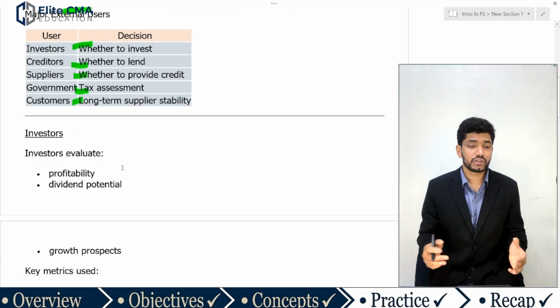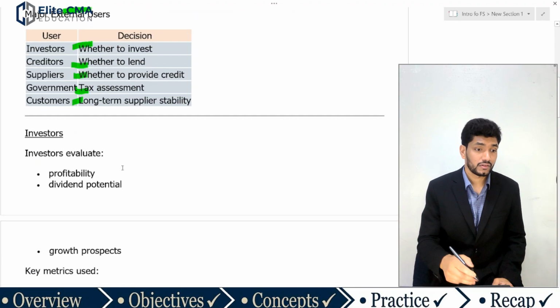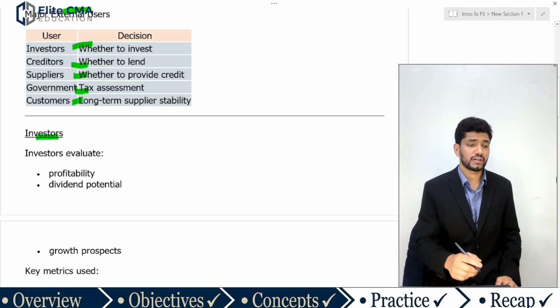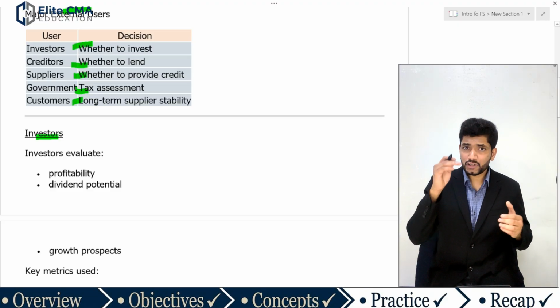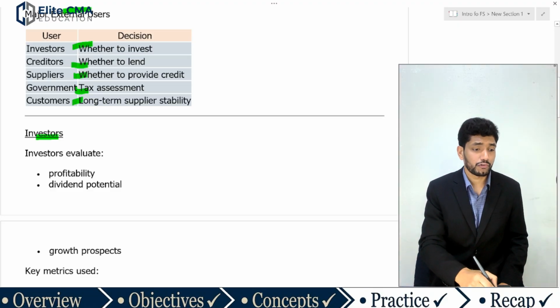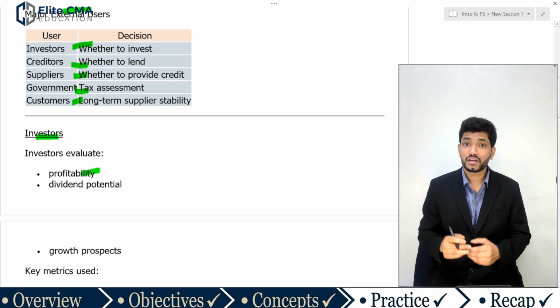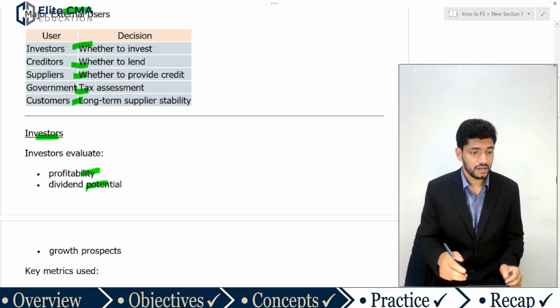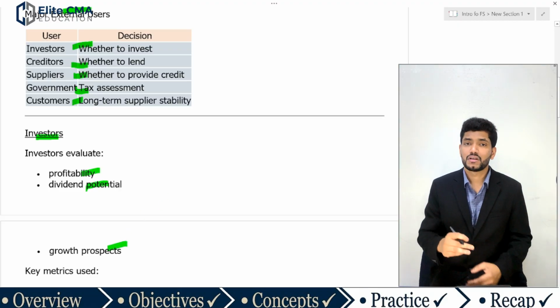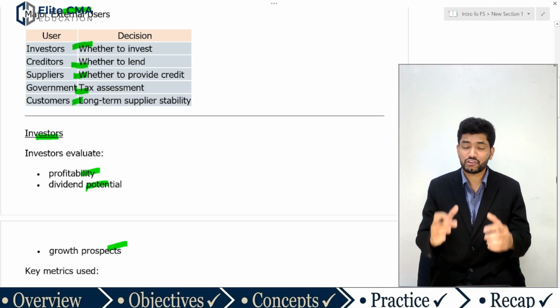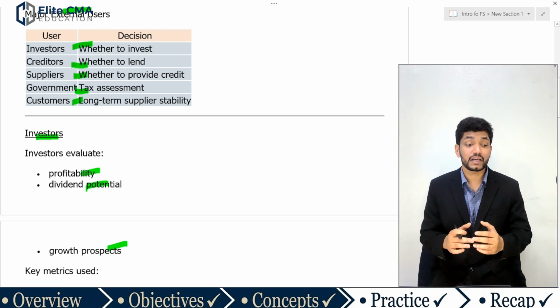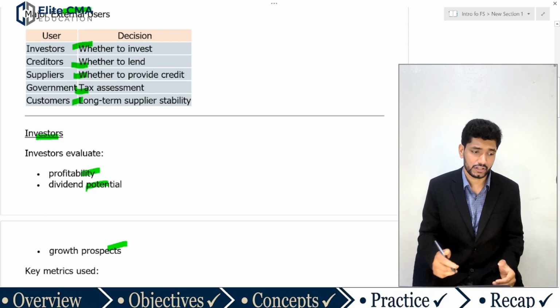Now we will move into each user's details. From the point of view of an investor, they want to generate profits. They want to evaluate the profitability, the dividend potential, how much dividend they can expect from this business, and the growth prospects, how much growth they can expect for their investments. These are the key metrics the investors are interested in evaluating.